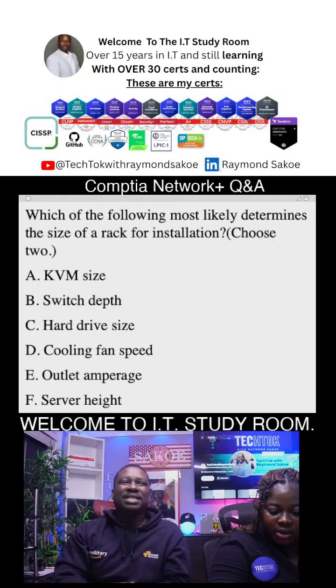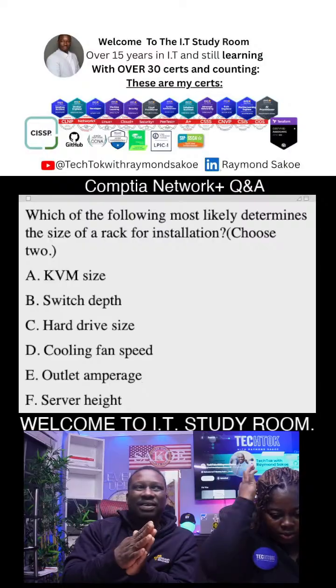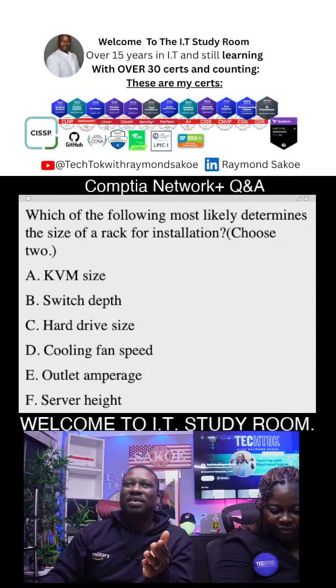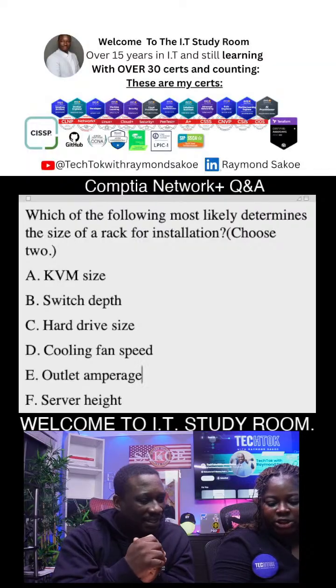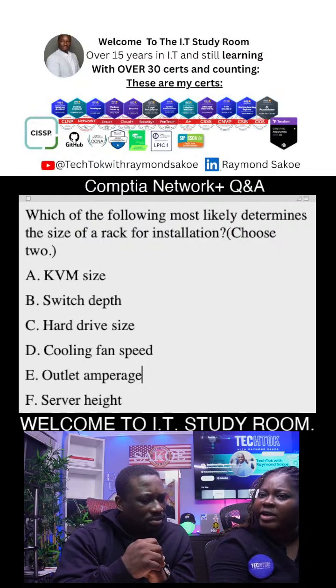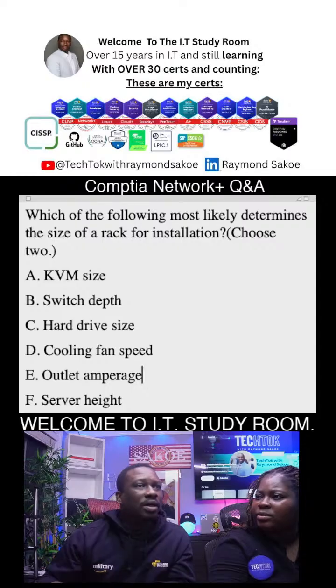Yeah, but does it determine the size? Oh, right? Because remember, the whole point is finding the size of the server rack. I'm asking, it's for PDU. But out of curiosity, can we search after? I'm curious.